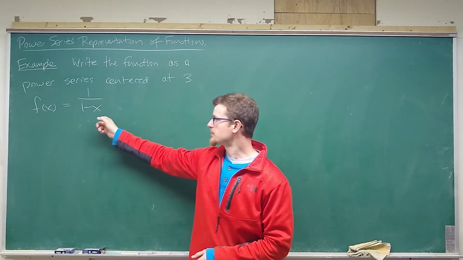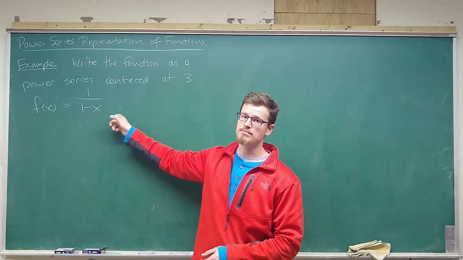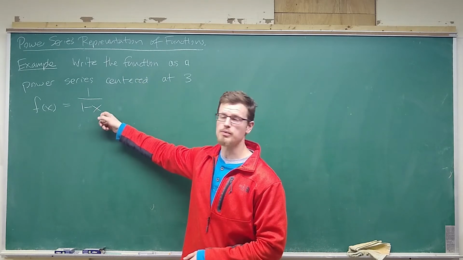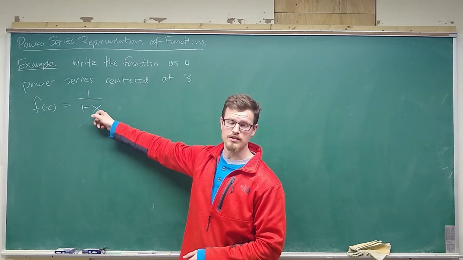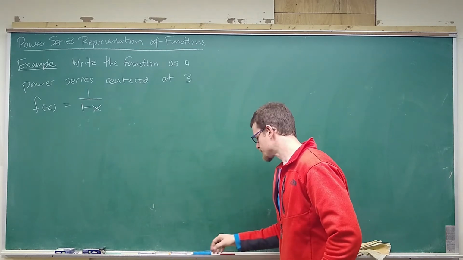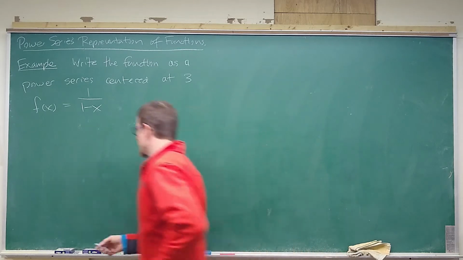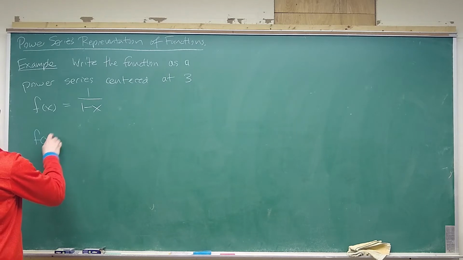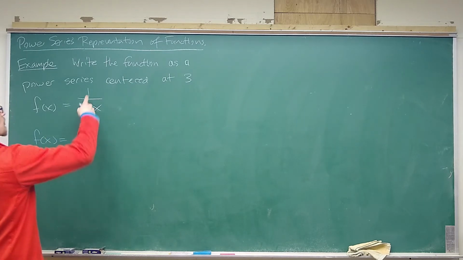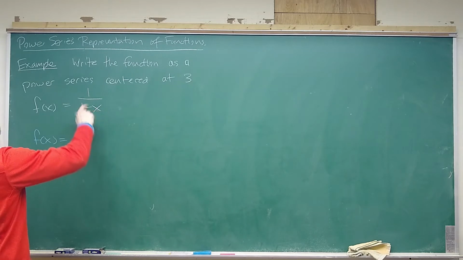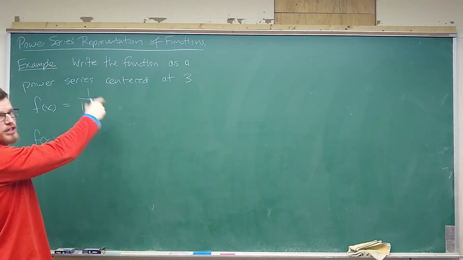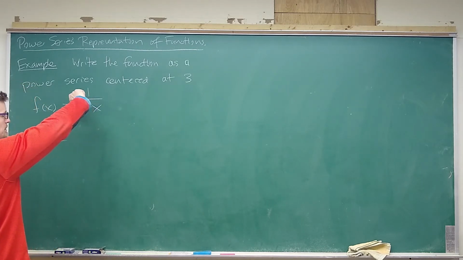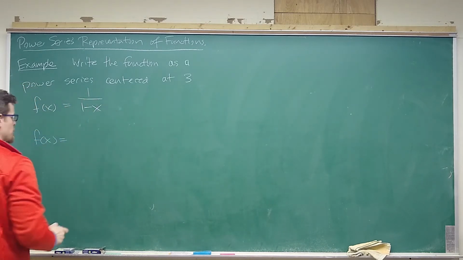So we want to write the power series in terms of x minus 3 to the nth power. To do that, it really isn't too bad. We just make a few manipulations. So f of x is equal to 1 over 1 minus x, so we just need to change this form a little bit so that it's still the sum of a geometric series, but in terms of x minus 3.